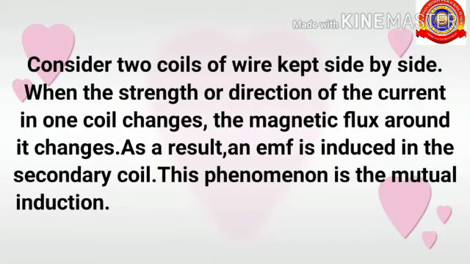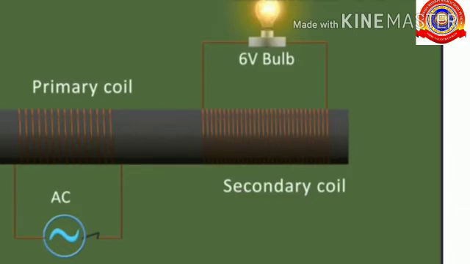So let's see what is the definition of mutual induction. Consider two coils of wire kept side by side. When the strength or direction of the current in one coil changes, the magnetic flux around it changes. As a result, an EMF is induced in the secondary coil. This phenomenon is mutual induction. So what is mutual induction? In the presence of a soft iron core, we keep two coils, primary coil and secondary coil, and the primary coil gives the current for the production of magnetic field, and the secondary coil produces the induced EMF due to the magnetic flux change.